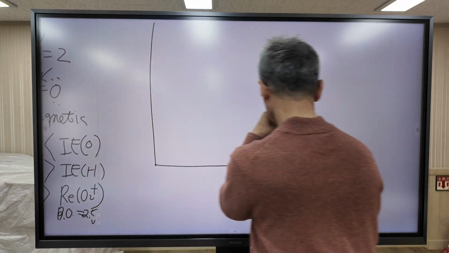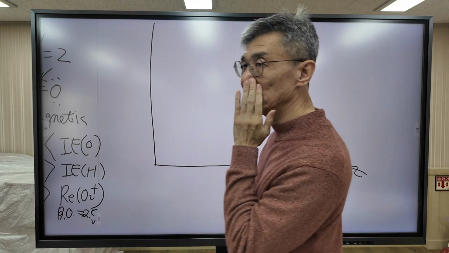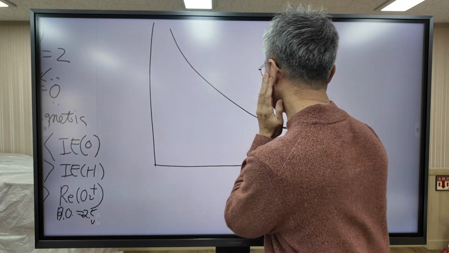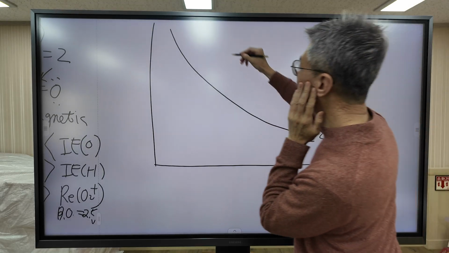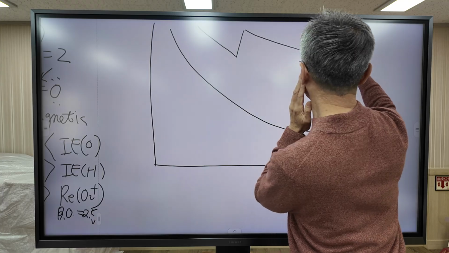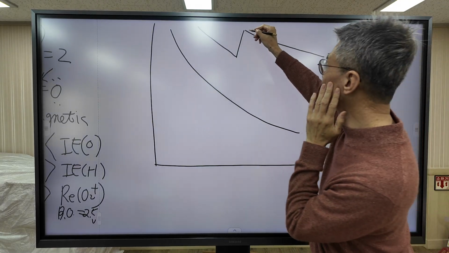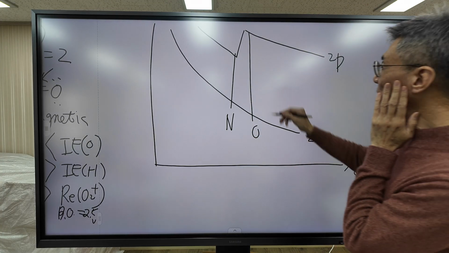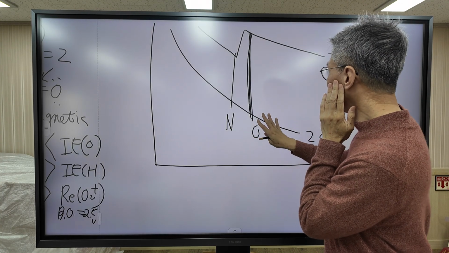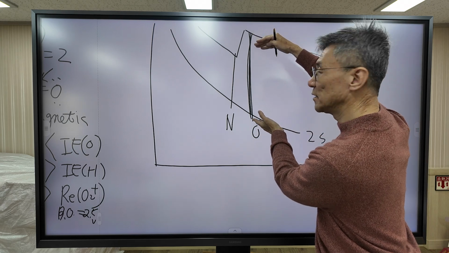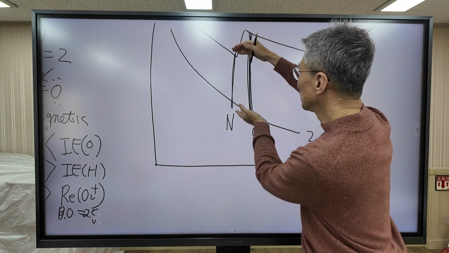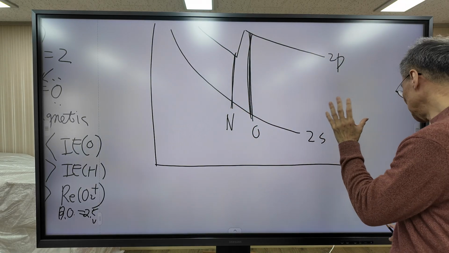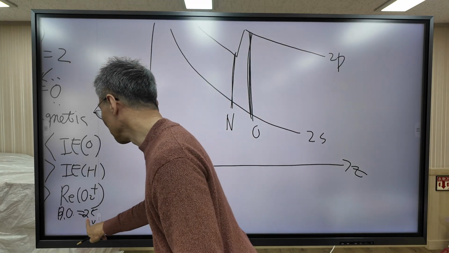I said before, in photoelectron spectroscopy, we can measure the orbital energy. The 2s orbital energy level looks like this. But the 2p orbital energy level looks like this. This is oxygen. This is nitrogen. So keep in mind that for oxygen, the energy gap between 2p and 2s is large. But for nitrogen, the 2s and 2p energy gap is very, very small, right? Why is this so important? This fact is so important.